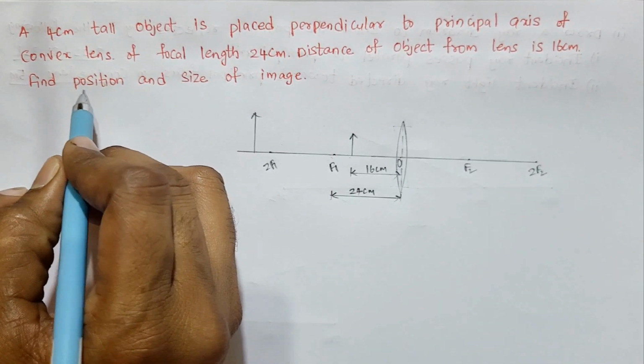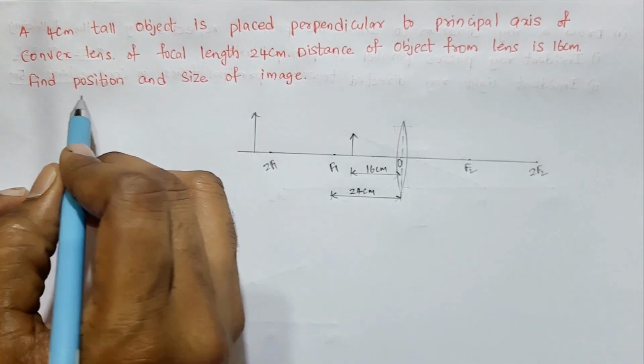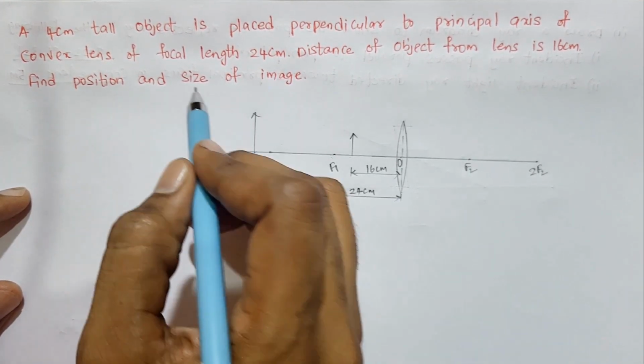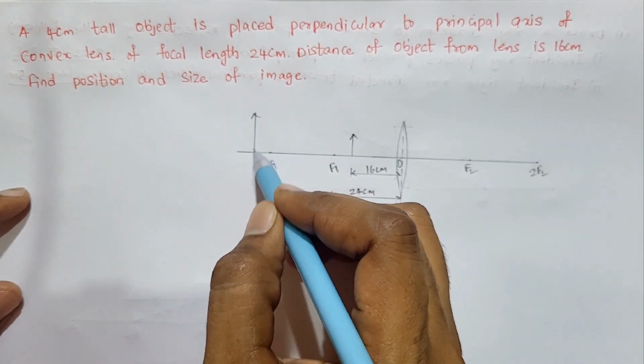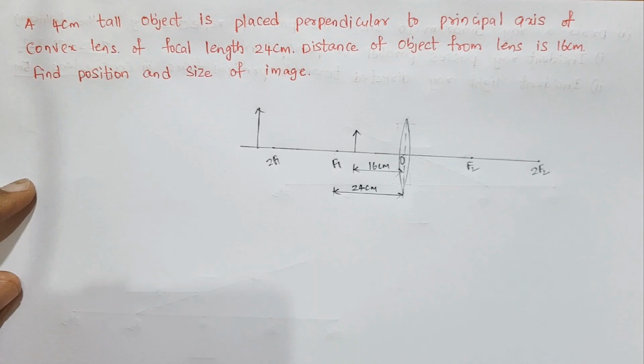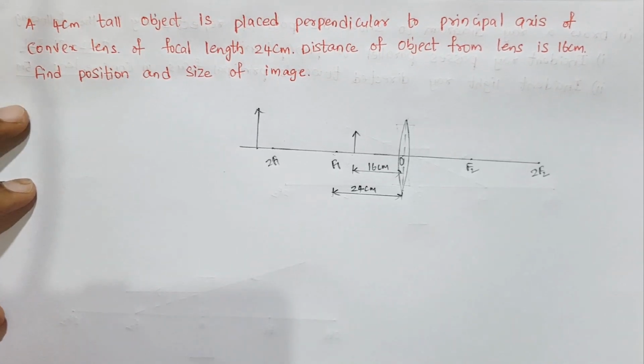So they ask to find the position and size of the image. Position of the image is also on the left side. So we should get V also as negative. Size of the image also we should get as positive. Then we did the problem as correct. So let us go ahead and solve the problem.